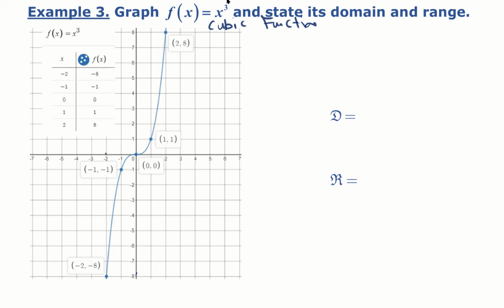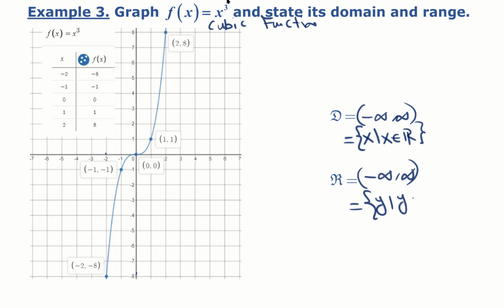And if you did that for all points, you would eventually see all the y-axis painted, and you'll also see the entire x-axis painted. So this is why the domain and range are both the set of real numbers. Again, of course, in set builder notation, they'll look slightly different, because this is all x such that x belongs to R. But this one is all y such that y belongs to R.